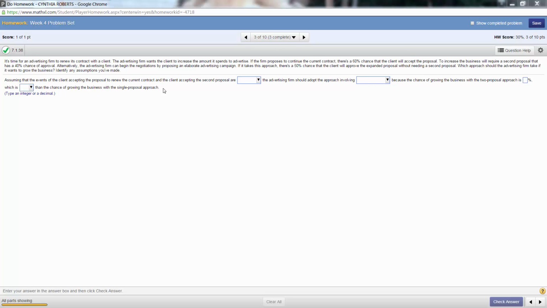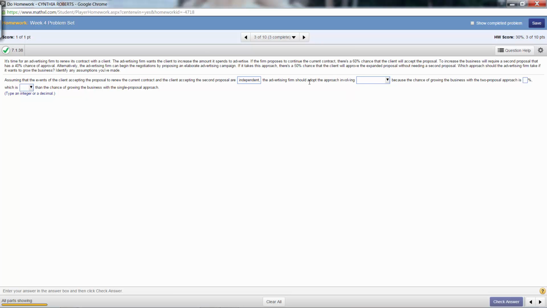When you read this, basically it's saying that if this company proposes once, the first time, there's a 60% chance it will be approved. If they send a second proposal, then there's a 40% chance, given that, of course, they had to accept the first one. And so basically, these are independent events.